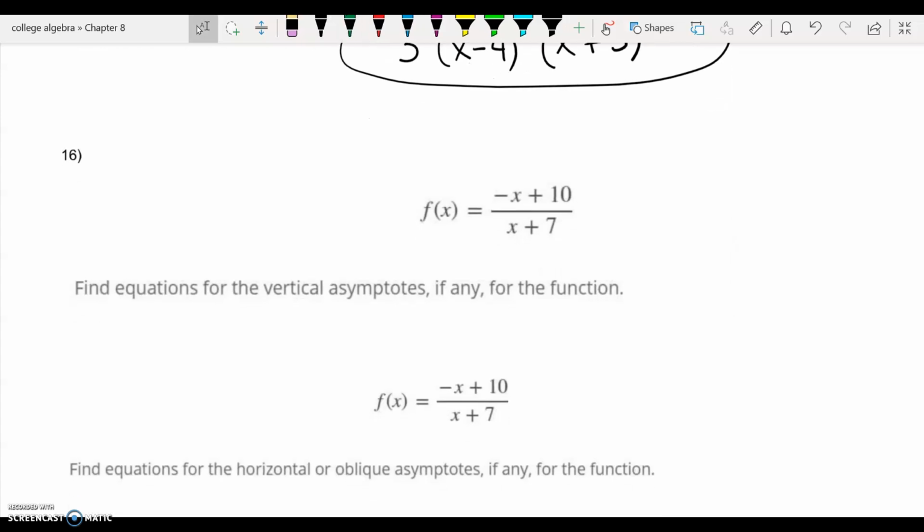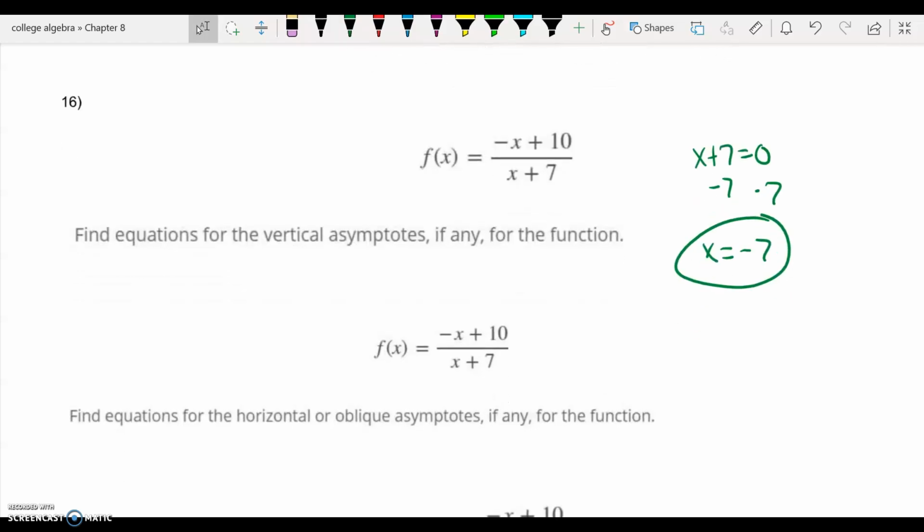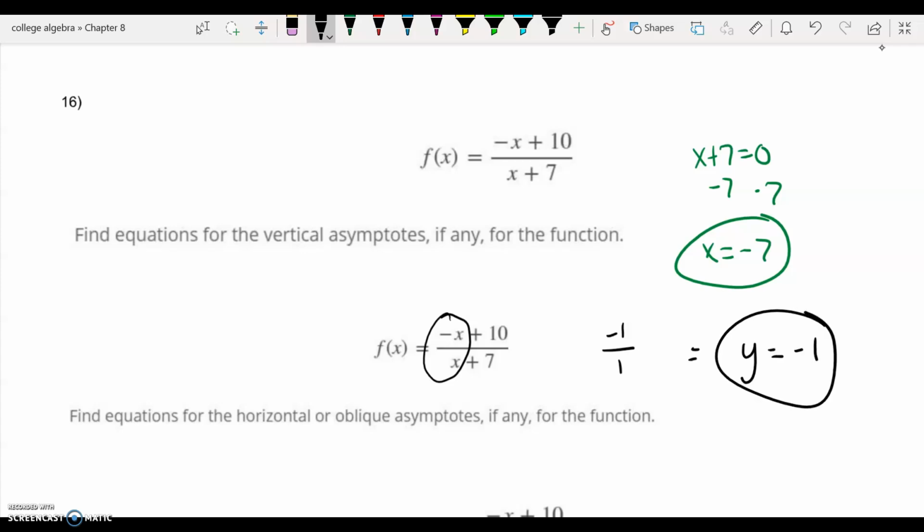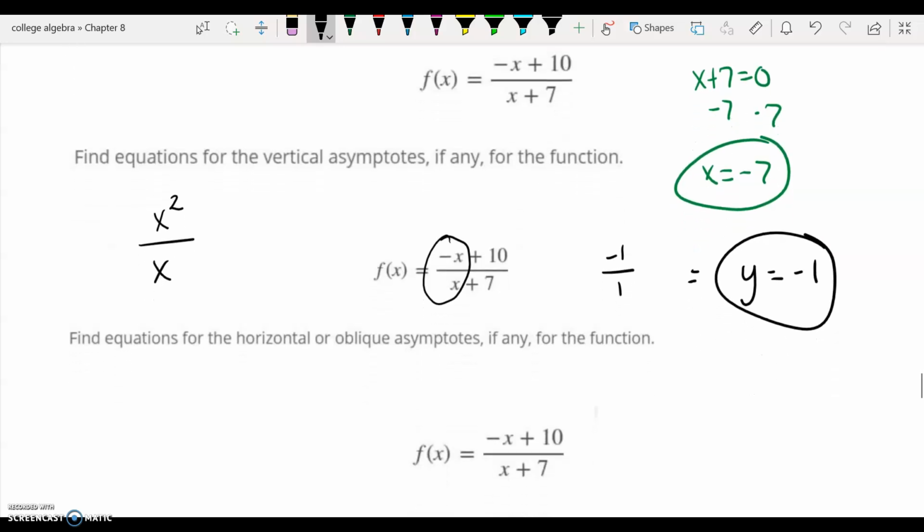Vertical asymptotes, again, you're just worried about the bottom. Set it equal to 0. So we did one like this before. There's 2 questions like this. Horizontal or oblique asymptote is based off the degree. If it's the exact same, you do division. So I get y equals negative 1. The only time you do long division is if it's 1 more on top than it is on bottom. And then you'd have to do long division.